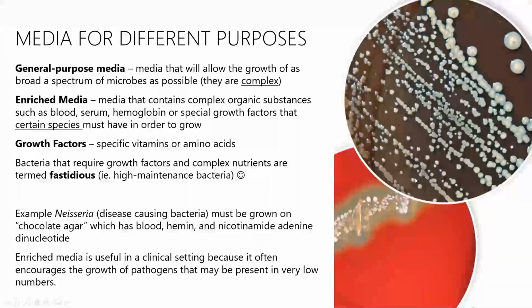And no, it doesn't have chocolate in it, even though it looks brown like chocolate, I know. It's an enriched media that has blood in it and a whole bunch of other nucleotides in it that are specially cultured to grow only Neisseria gonorrhoeae. So that if you put a patient sample on it, nothing grows, then hey, no Neisseria gonorrhoeae. But if we do get these white colonies, then we know that that's the pathogen that we're dealing with. Enriched media is useful in the clinical setting because it will encourage the growth of some pathogens, even if there aren't very many in the original sample.